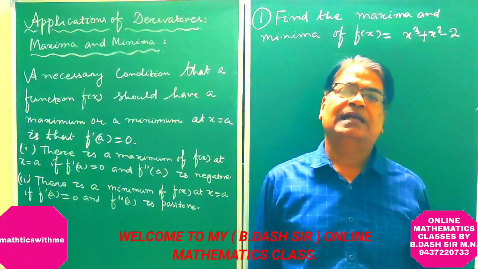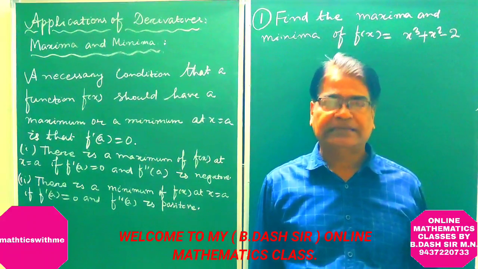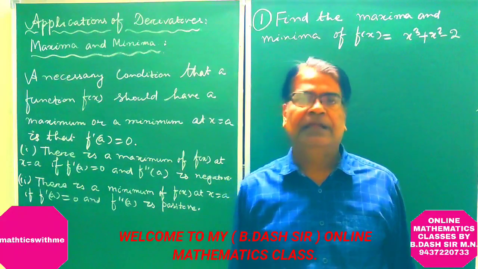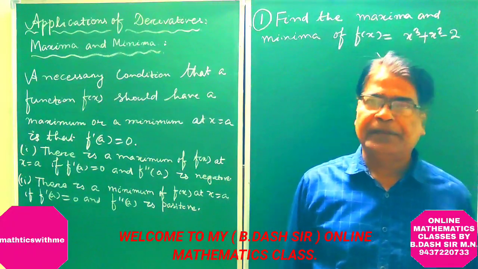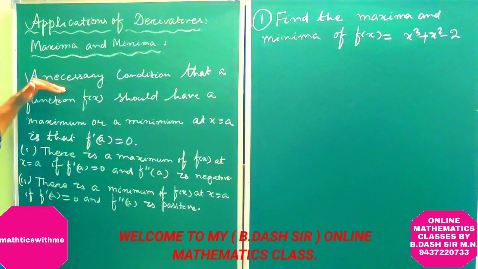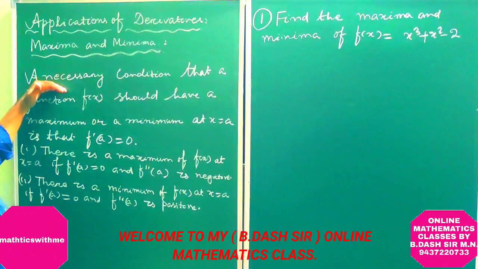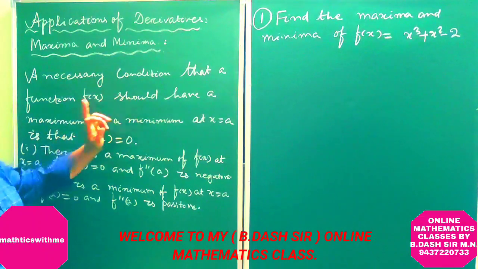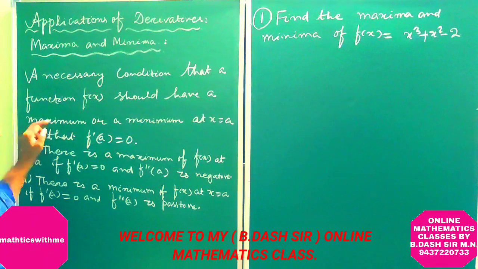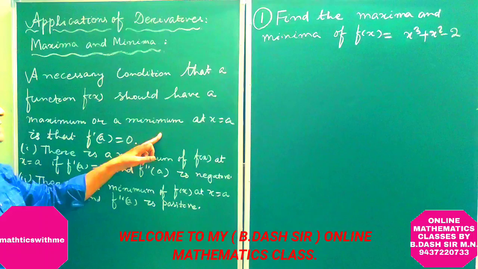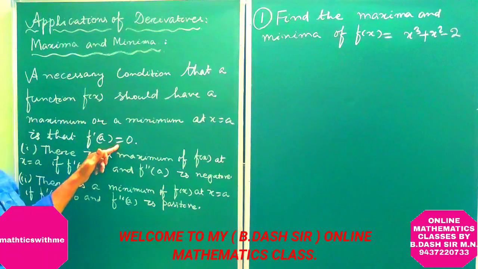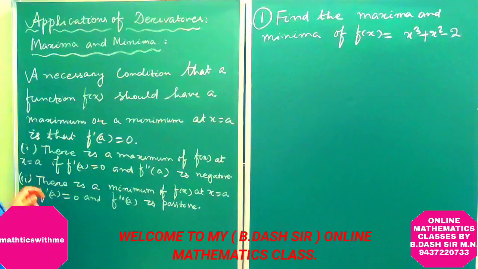In this class, I'm going to teach you maximum and minimum of a function. Let us start the topic. A necessary condition that a function f of x should have a maximum or a minimum at x is equal to a is that f dash of a must be 0.